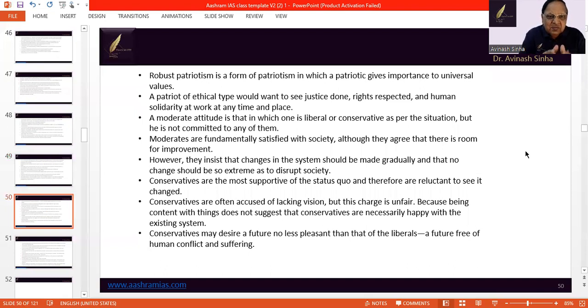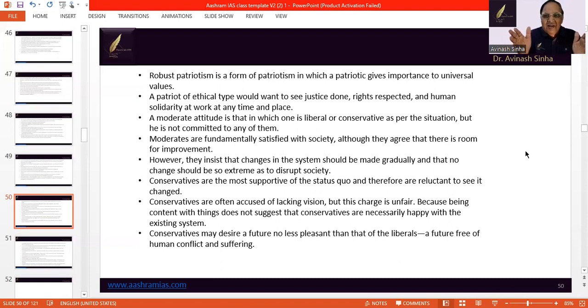Now, next comes robust patriotism. Another kind of patriotism, robust patriotism. What is this? Robust patriotism is a form of patriotism in which a patriot gives importance to universal values, universal values which everybody will accept. A patriot of ethical type would want to see justice done, rights respected, and human solidarity at work at any time and place. This is how a patriot will like to have.